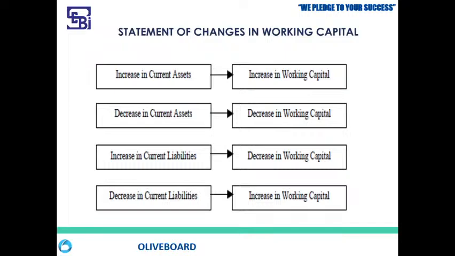So here I have given it in a tabular format. If current asset increased, working capital will increase. And the reverse for decrease in current asset. There is a direct relationship between the current asset and the working capital. Direct relationship. If current asset increases, working capital increases. If current asset decreases, working capital decreases.